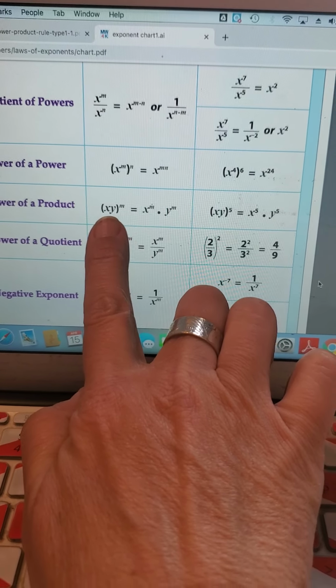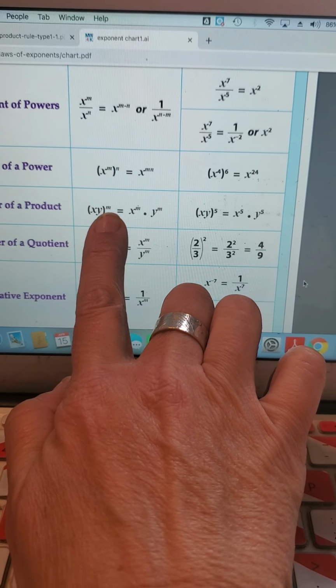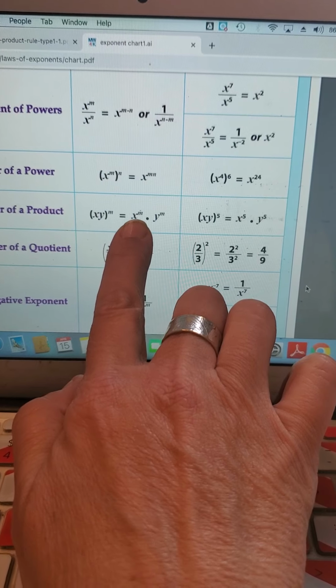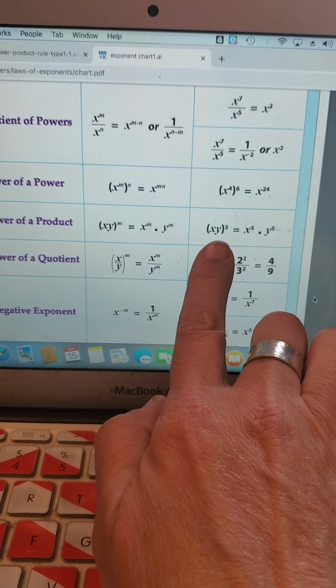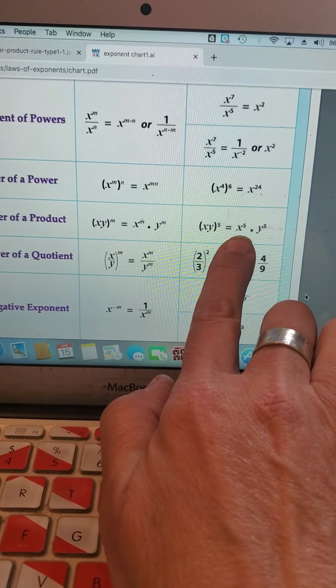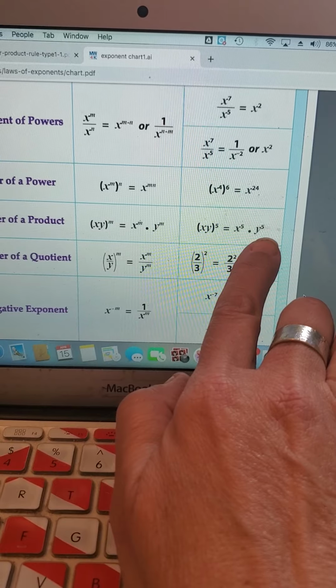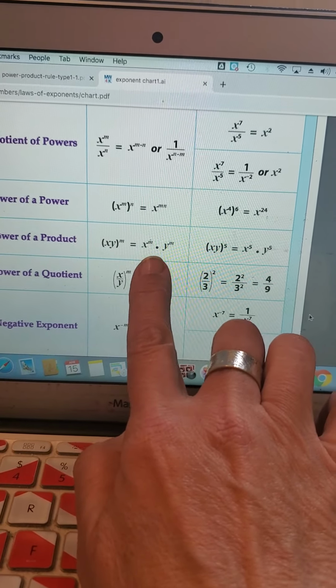So, what this is telling us is if we have two bases that are raised to the same power, then we can take each of those bases to the power on their own. So here's an example: xy to the fifth power can be treated as x to the fifth times y to the fifth. Our paper that we're going to look at today is actually going to put this in reverse.